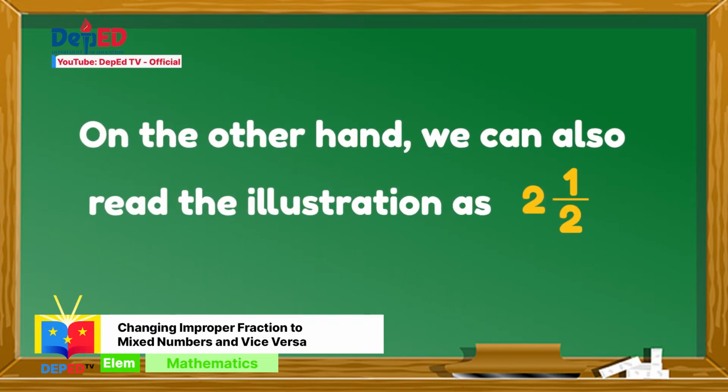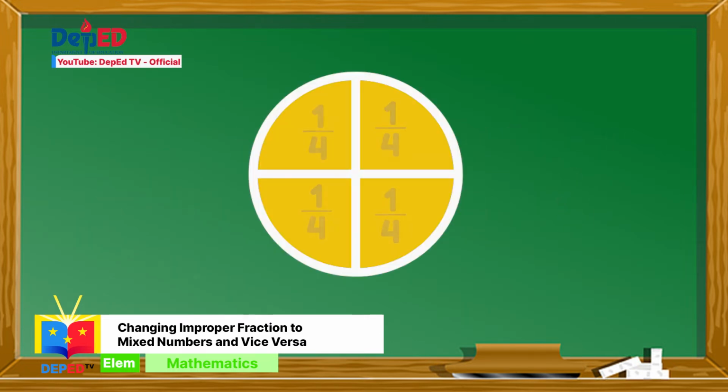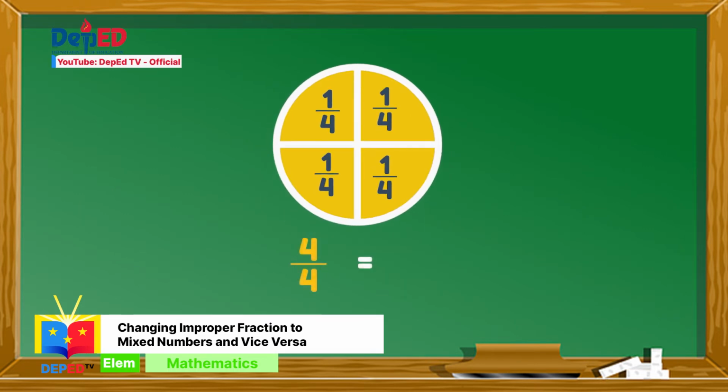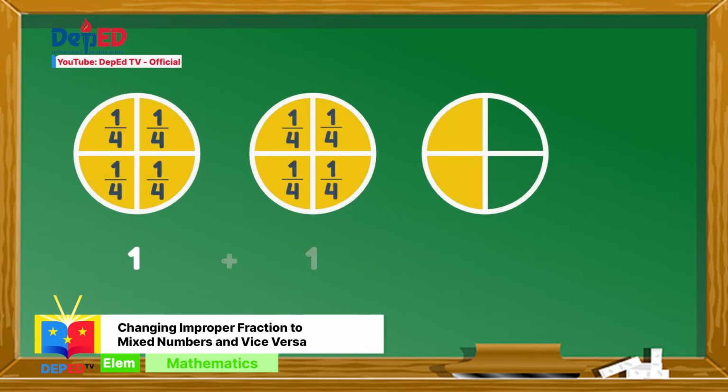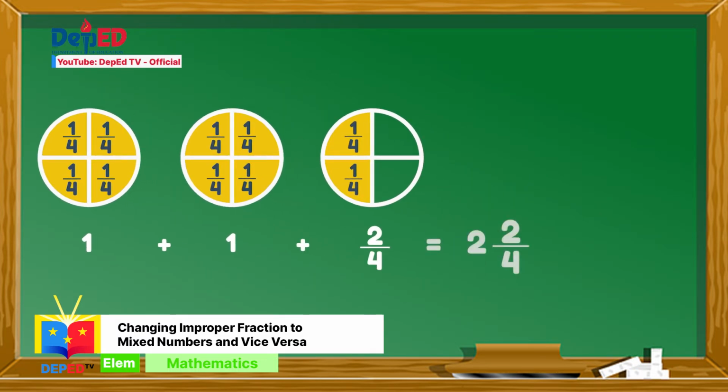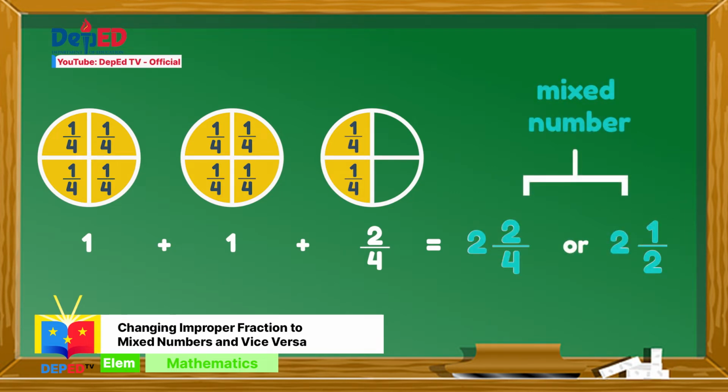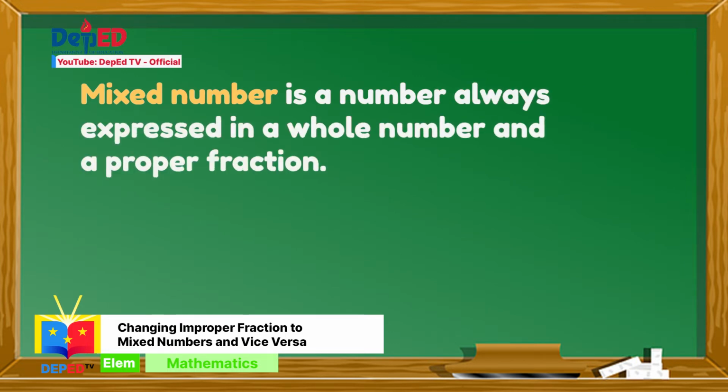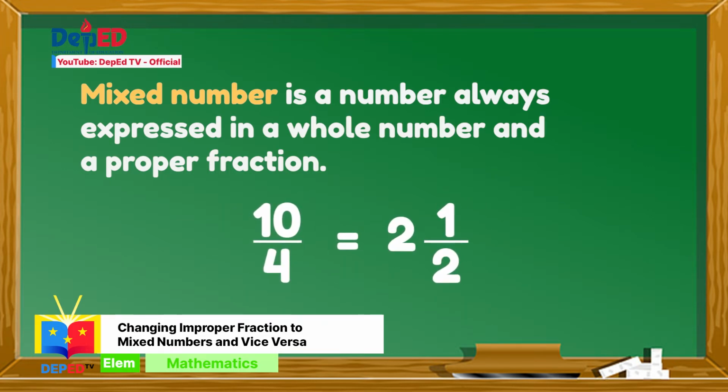On the other hand, we can also read the illustration as 2 and 1/2. How? In this example, the fraction 4/4 represents 1 whole. Next, we have another whole or 4/4 parts. Then lastly, adding 2/4. We have 2 and 2/4, or in lowest terms, 2 and 1/2. Mixed number is a number always expressed in a whole number and a proper fraction. From the illustration, we can say that 10 over 4 is equal to 2 and 1 over 2.